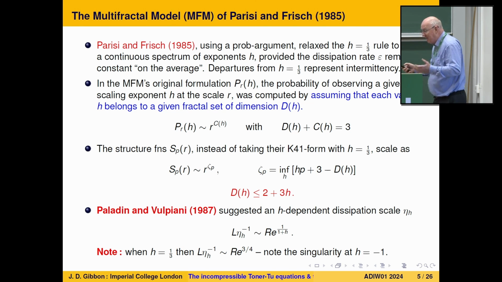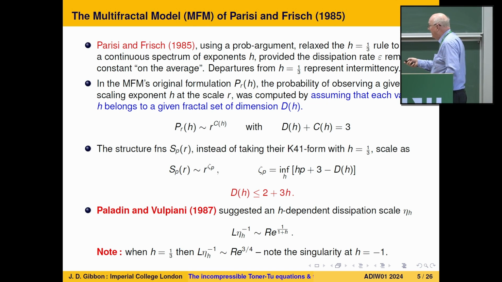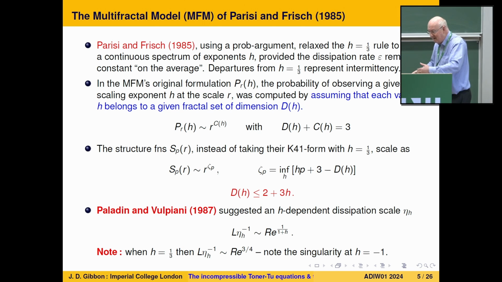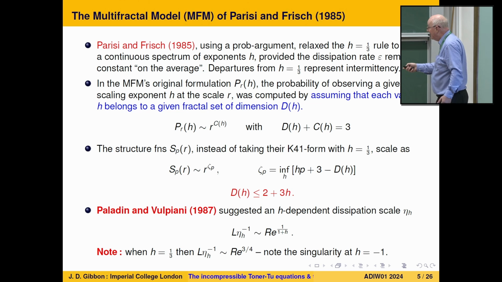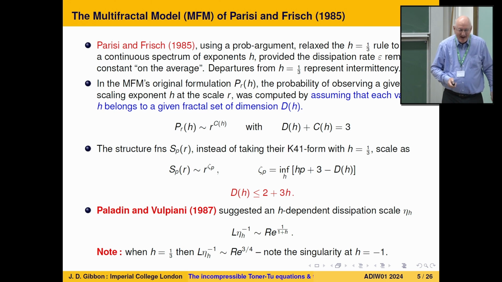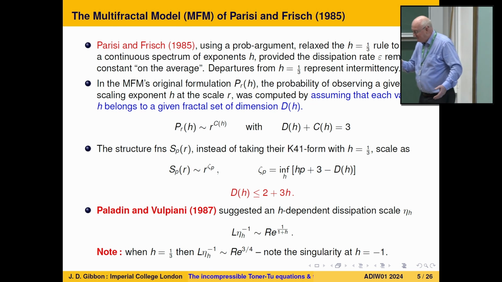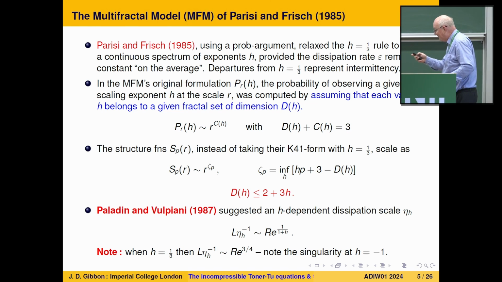Okay. And then separately, Paladin and Vulpiani suggested a dissipation scale of Reynolds to the 1 over 1 plus h, which would of course be 3/4 at h is a third, but you allow h to vary, drop from a third down into negative values, and this starts to rise. Now there is a bit of a problem with this, as we'll see later, because their definition of Reynolds was pretty horrible. It's fine for a homogeneous isotropic flow, but as soon as you have flows that are not that, then their definition needs seriously changing, but we'll come back.